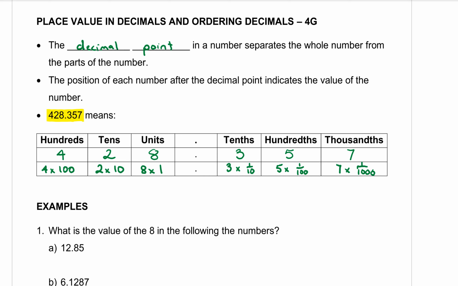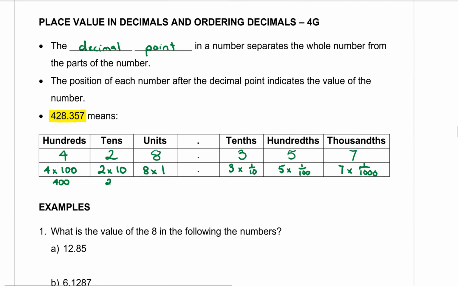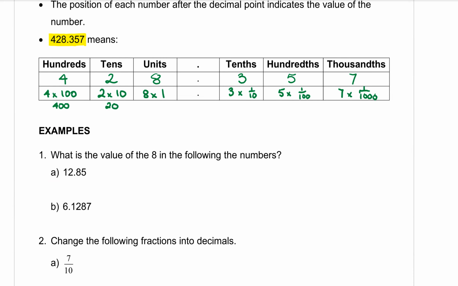So that means the 400s, I really need an extra row here in my table. 4 times 100 is 400. 2 lots of 10 is 20. 8 times by 1 is 8. Then the decimal point. 3 times 1/10 is 3 tenths. 5 times 100th is 5 over 100. And 7 times 1 over 1,000 is 7 thousandths.